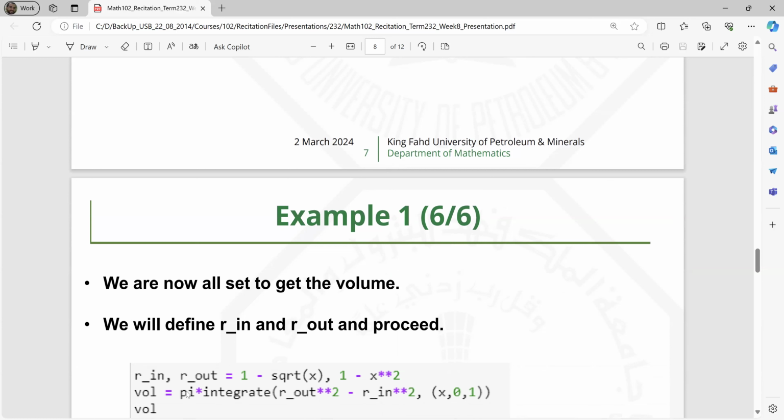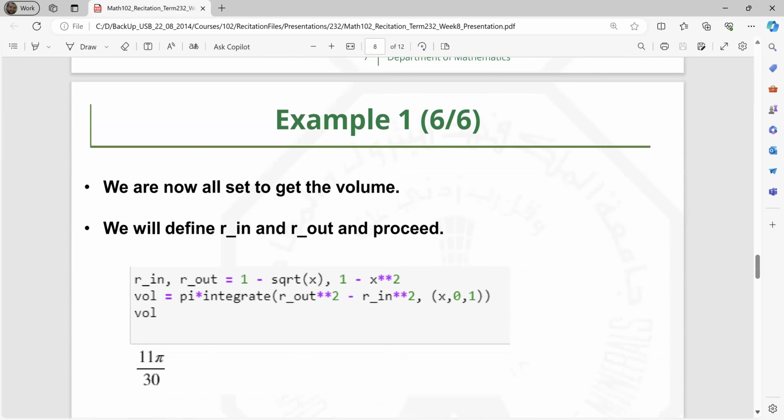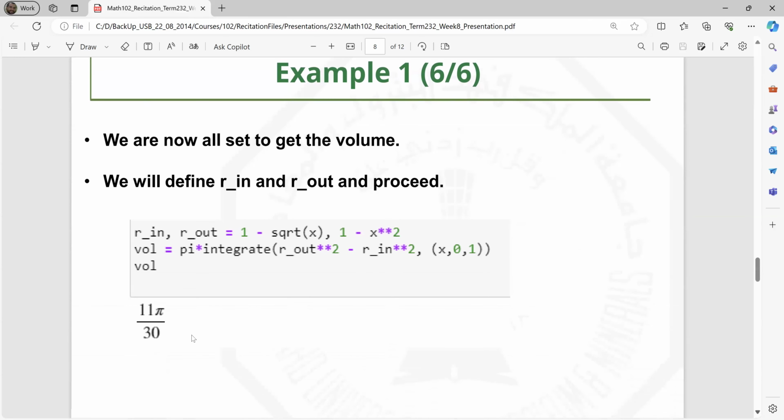And the volume would be pi times the integral, using the integrate command, of r out squared minus r in squared, and x is the variable of integration. And the limits of integration would be from 0 to 1. And we'll display the volume. Okay, so now that we are all set, here is our solution. It's going to be 11 pi over 30.